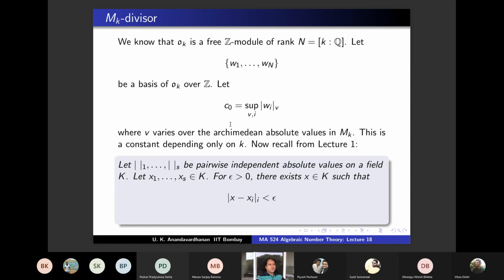If your absolute values are non-Archimedean, then this follows from the Chinese remainder theorem. But this result is general because these are for any absolute values, including Archimedean. This is true for all. Simultaneously, you can approximate. So it's an approximation theorem.